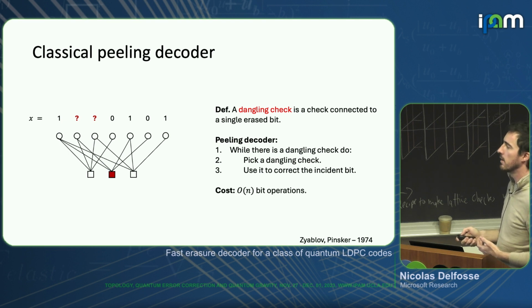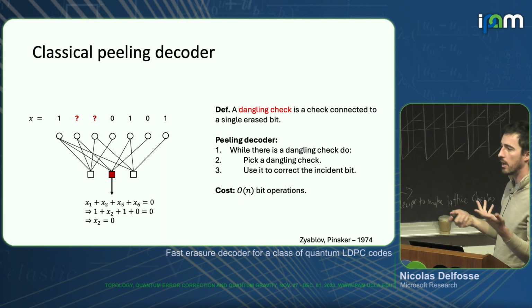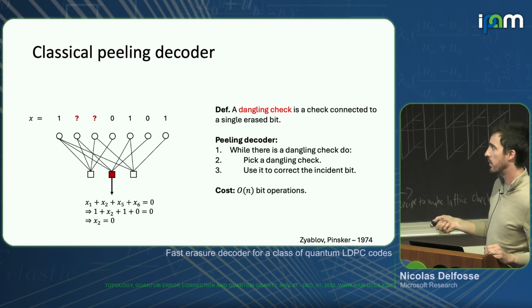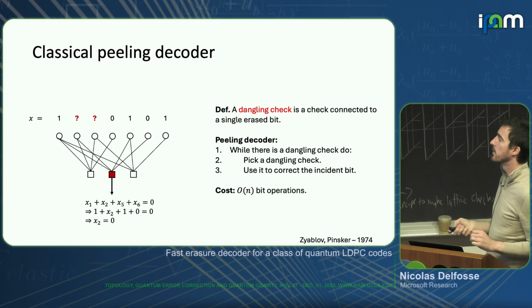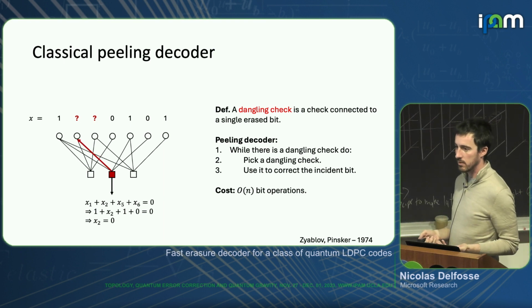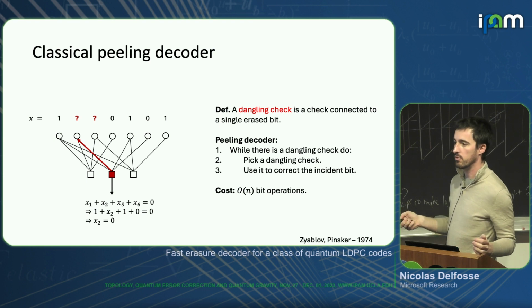And how does it work? I find a dangling check. There is one equation associated with this check: the sum of the incident bits is 0. I replace the bits by their value, except the missing one, the question mark. That gives me an equation that reveals the question mark. So I can correct with that, and there is a way to implement this algorithm in linear time. It's called the peeling decoder. And it works in some cases, if the erasure is simple enough.